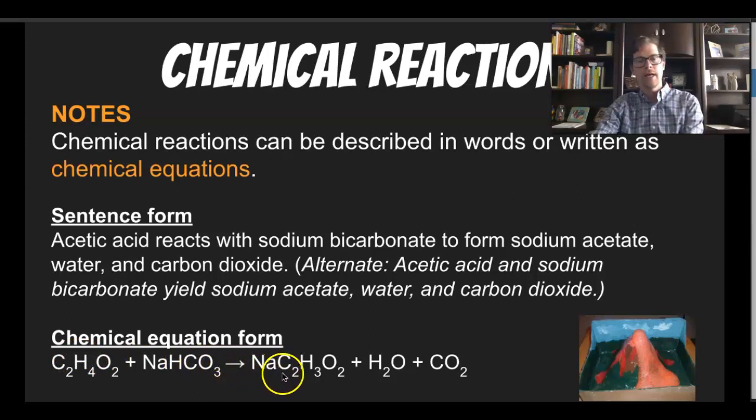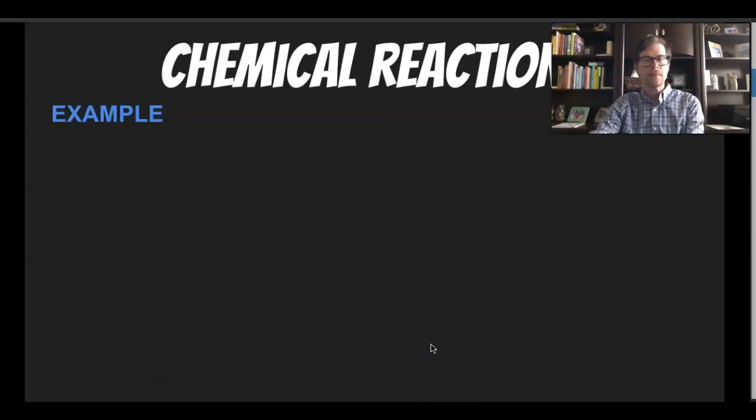And then we've got our NaC2H3O2, that is our sodium acetate, plus we also get some water, plus we also get some carbon dioxide. So it kind of looks like an equation in math. This thing plus this thing equals this thing, and this thing, except that we use arrows. Let's look at some examples.